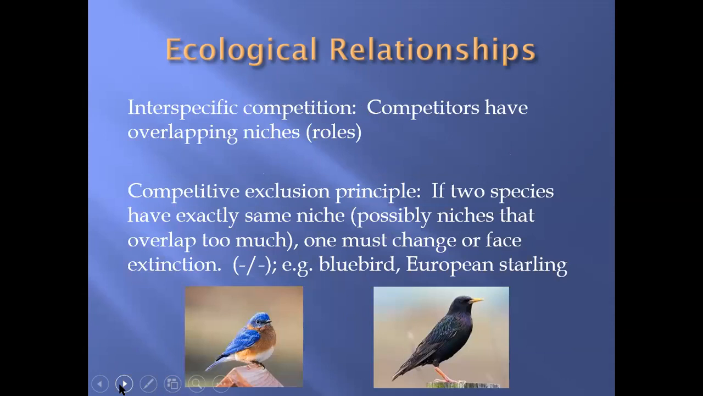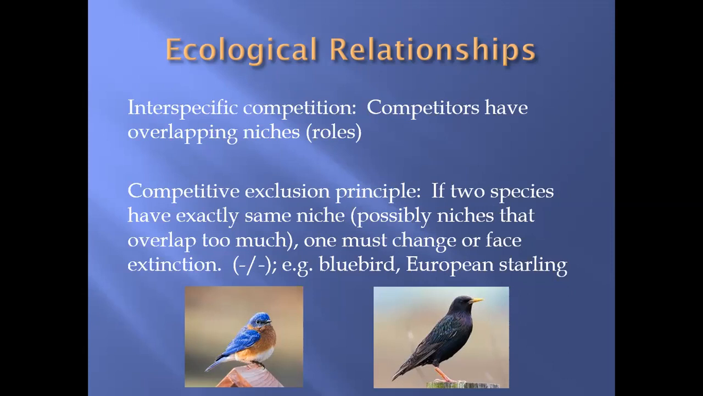Another way that species could relate to each other is interspecific competition. This is minus if you look down here. This is bad for both species because they're trying to fulfill the same role. They have the same housing area, they eat the same type of food, they live in the same areas, and they basically have exactly the same niche, or niches that overlap too much. So they have to either change or they probably will both die. At least one will go extinct, or both of them could even go extinct from this relationship.